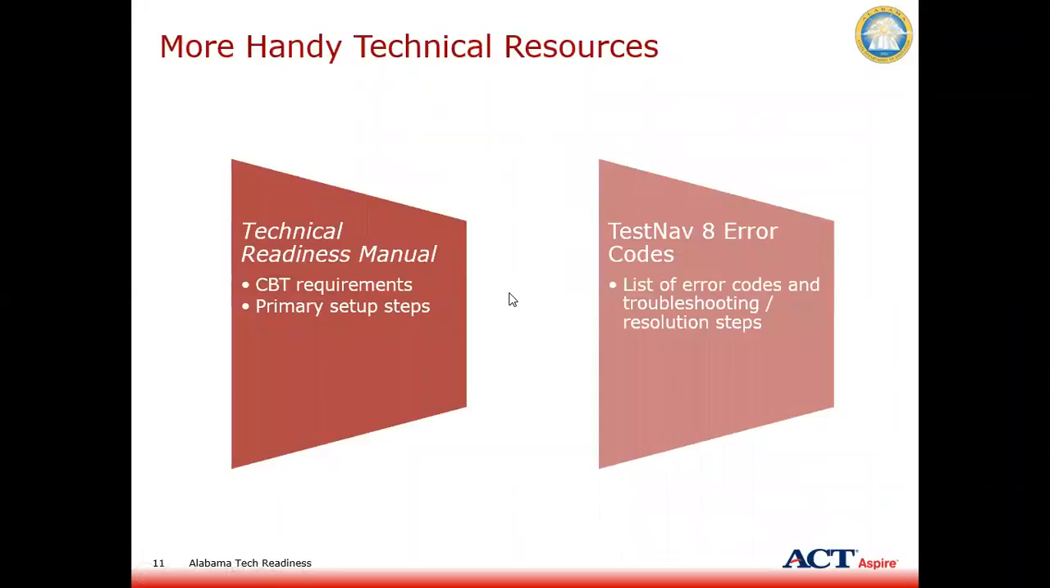So we would recommend having these resources handy. You can print them out if needed, or of course bookmark them so that you can always find them on your computer. The Technical Readiness Manual, we showed that that's on both the landing page as well as you can find it on the Alabama Avocet site. And then TestNav 8 error codes. These are again on the TestNav 8 support site as well as on the Avocet site. I'll show you both of those now.